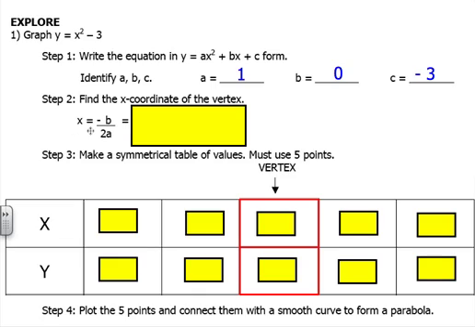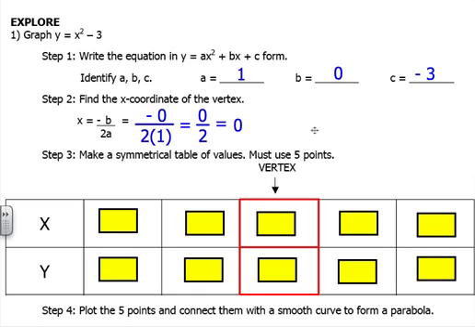The next thing that you want to do is find the x-coordinate of the vertex. There's a formula, x equals -b divided by 2a. So from step 1, substitute the values for b and a into this formula. You're going to get 0 as the x-coordinate of the vertex.